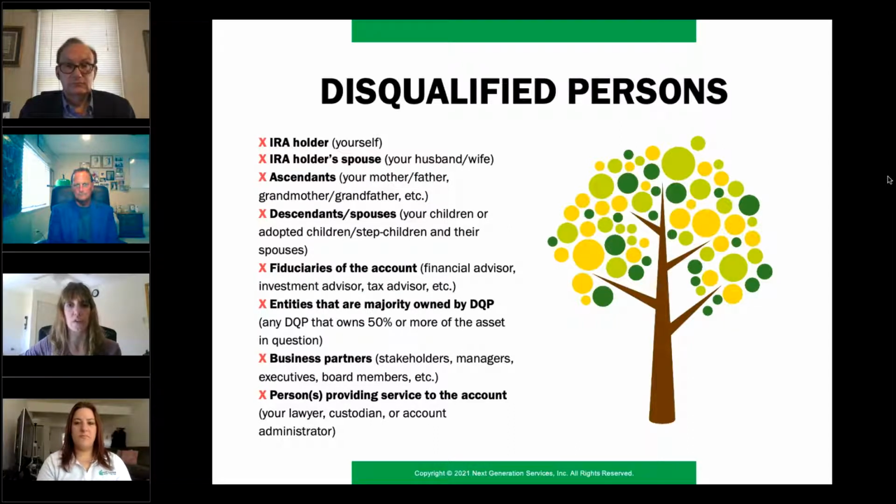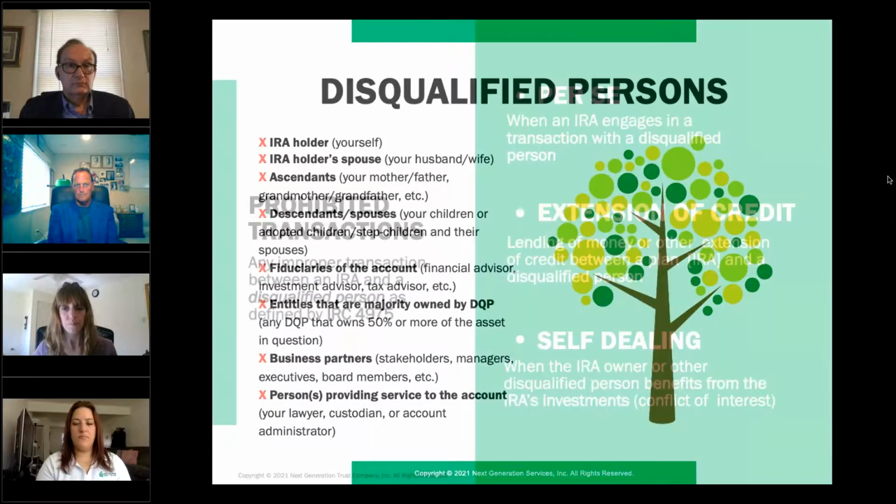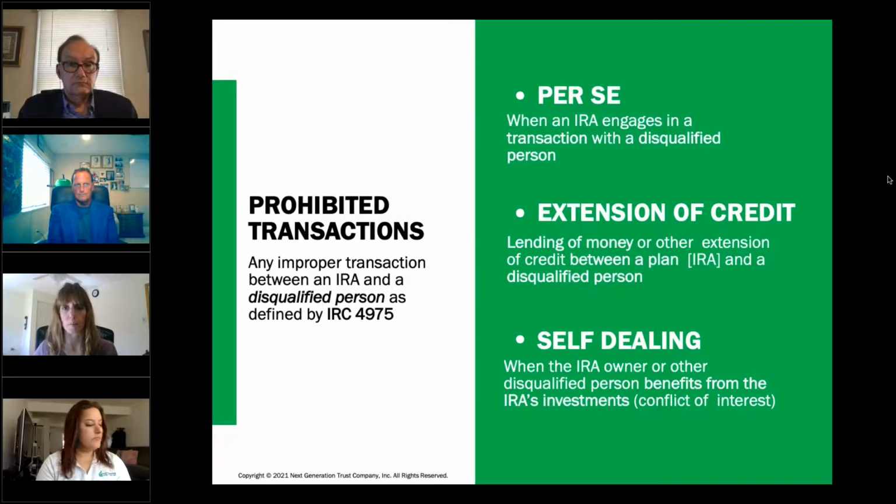As well as any financial professionals that are providing a service to the account, which could present a conflict of interest. So when we think about those relationships, if you have an investment in mind, these are the individuals that would not be able to do a direct investment with the self-directed IRA. So if we skip back for a moment, there are 3 types of prohibited transactions. And I just gave an example of this first one, an IRA engaging in a transaction directly with a disqualified person.